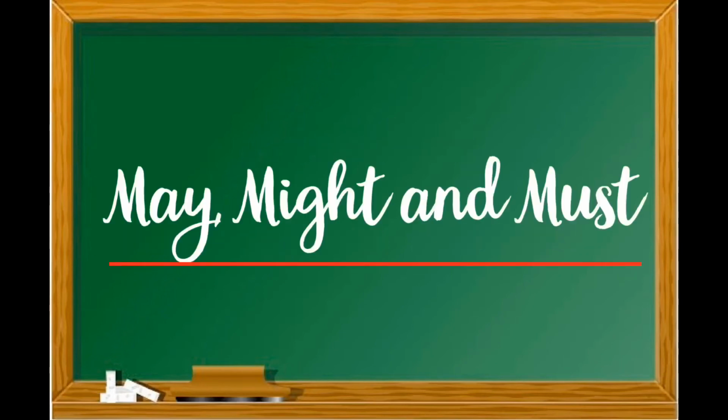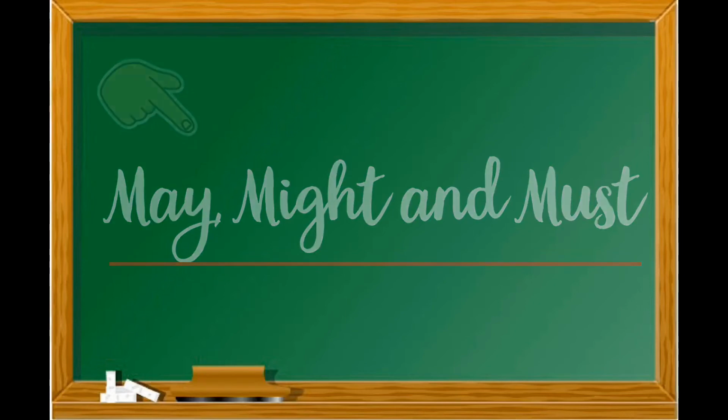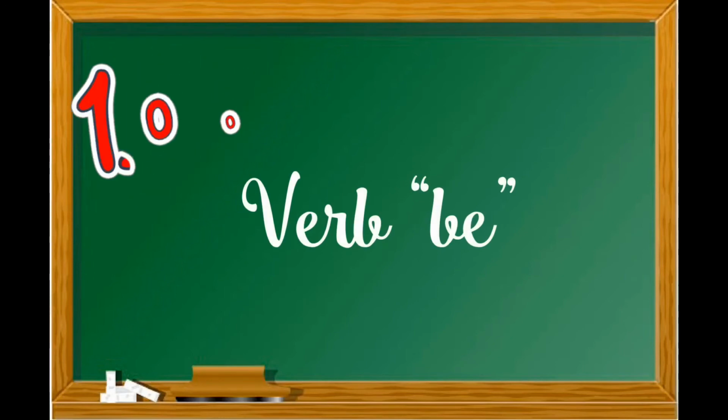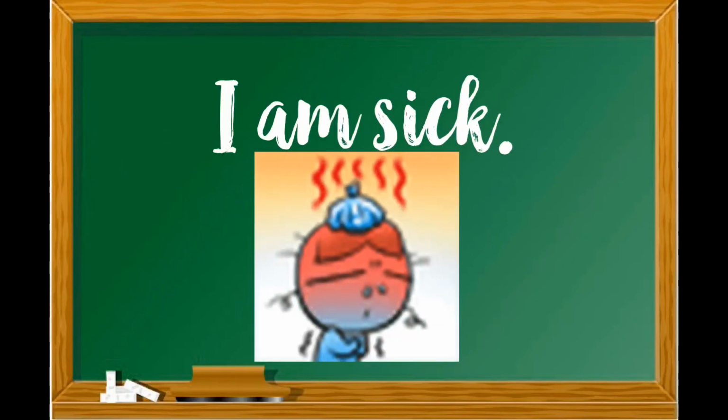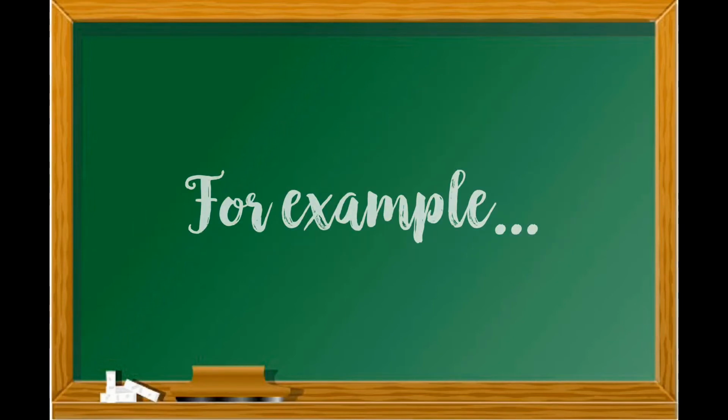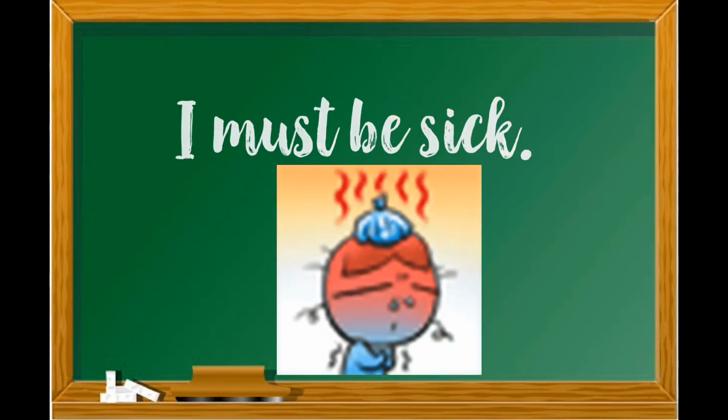May, might, and must. Now let's look at how we use these modals to express how certain or sure you are of something. A person who is 100% sure uses the verb be. For example, I am sick. If the person is mostly sure, say 95%, then use the modal must. For example, I must be sick.